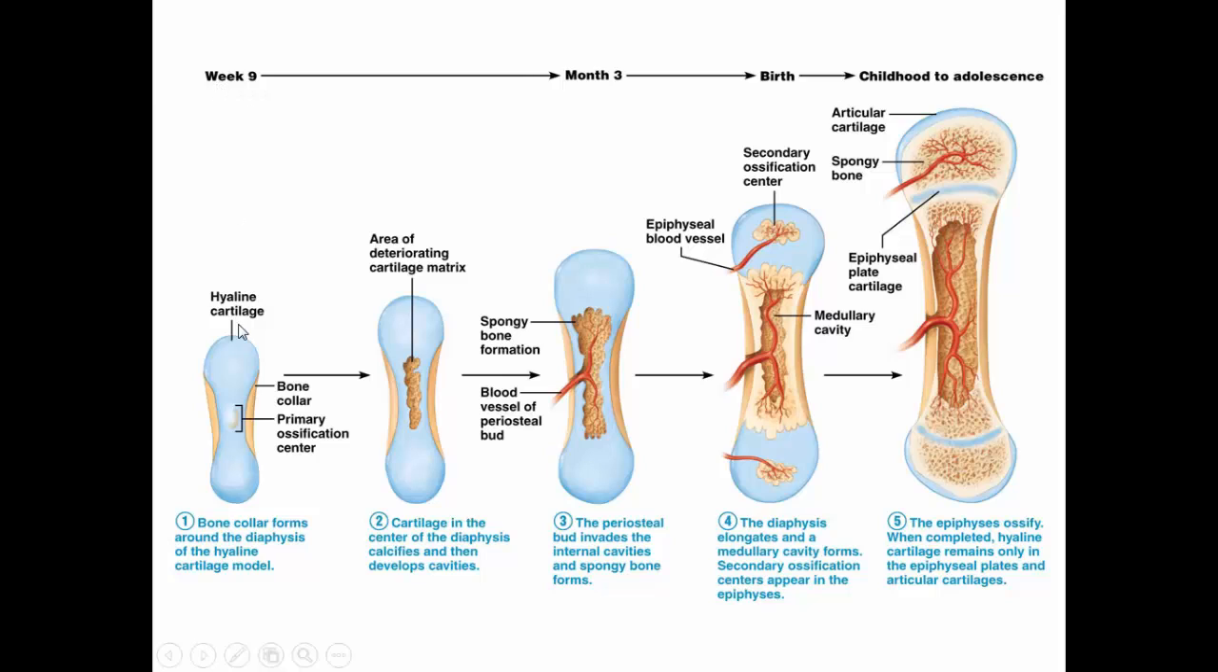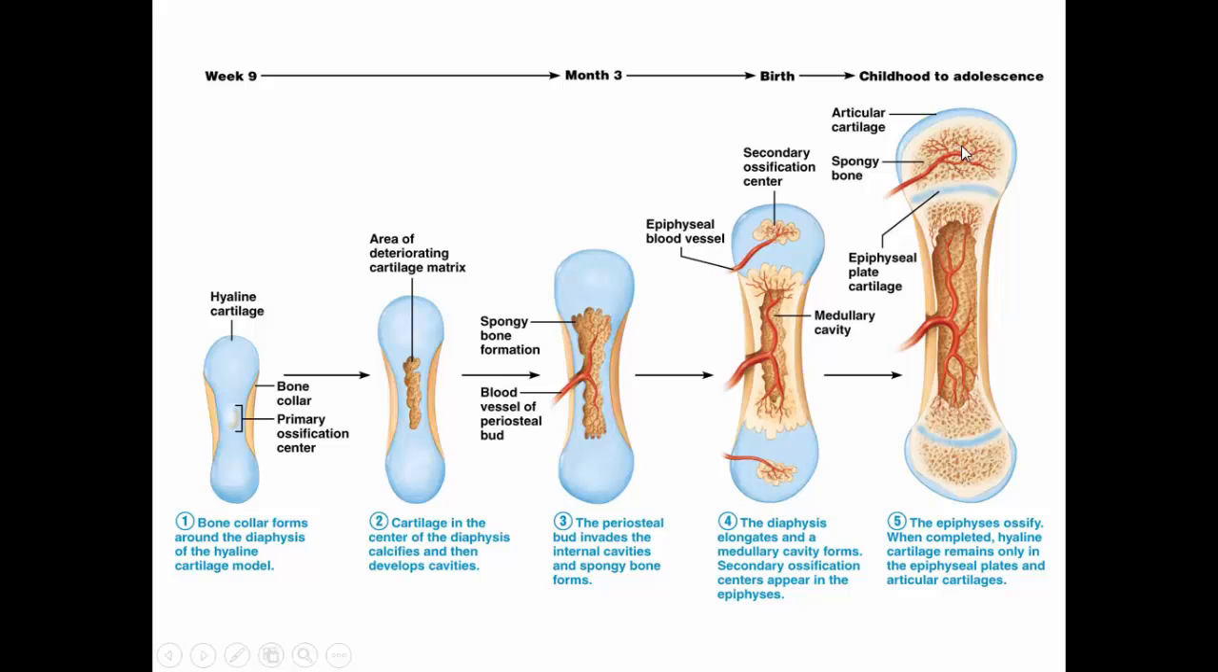Starting at about week 9, our cartilage precursor bone gets a bony collar around it, and we begin to see the primary ossification center in the center of the bone, the diaphysis. Over time, the chondrocytes deteriorate, and we begin to get the hollowing that's going to be the medullary cavity. Blood vessels invade. This is the periosteal bud, so we're bringing osteoclasts and osteoblasts into this area to begin the formation of bone. At birth, we have a fairly well-developed medullary cavity, and the shaft of the bone, the diaphysis here, has already been remodeled to compact bone. We also have the beginning of those secondary ossification centers in the epiphysis of the bone.